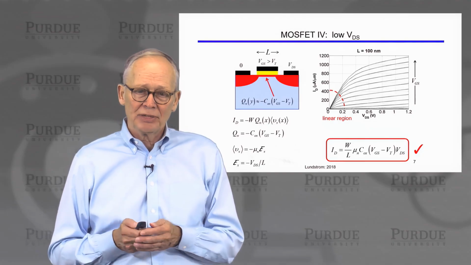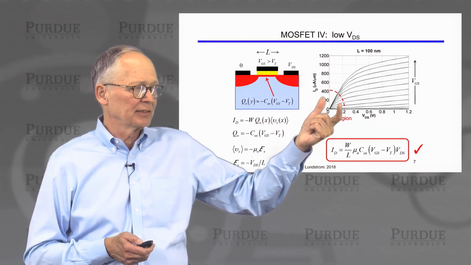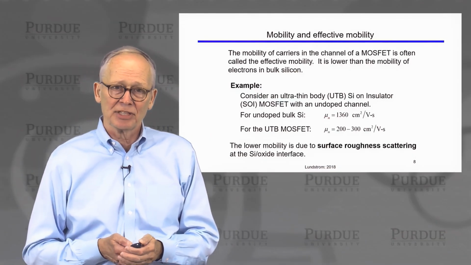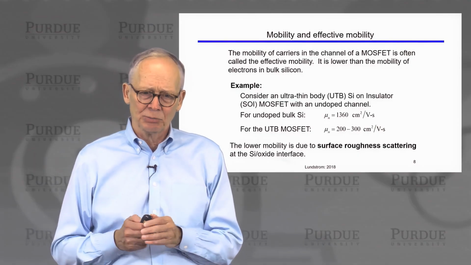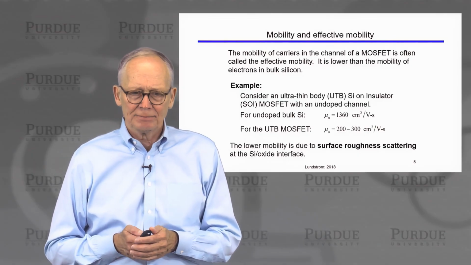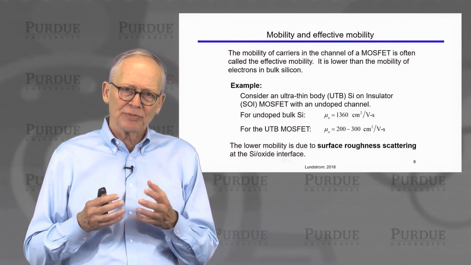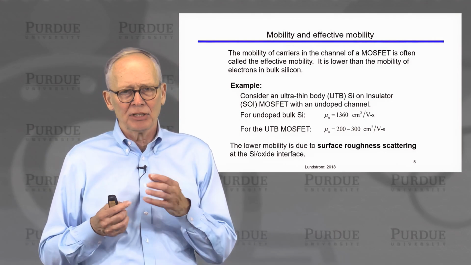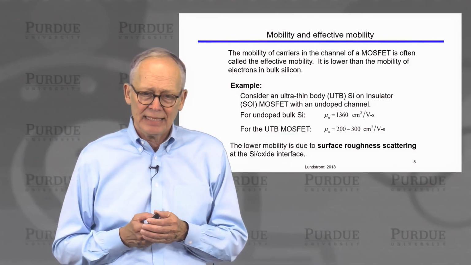All right, so we've done the first part of our task. We've derived the IV characteristics in the linear regime. We'd like to derive the IV characteristics in the saturated regime as well. But first, let me just say a quick word about the mobility. The mobility of electrons in a MOSFET is sometimes called an effective mobility. It's not the same as the mobility you would measure in a large bulk chunk of silicon, for example.